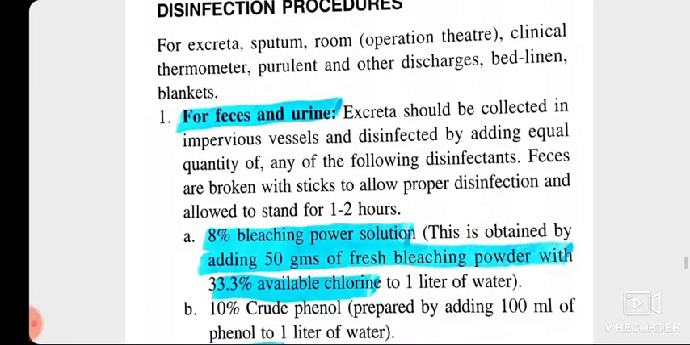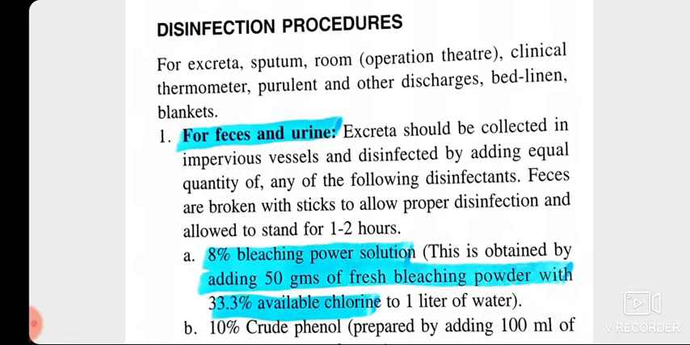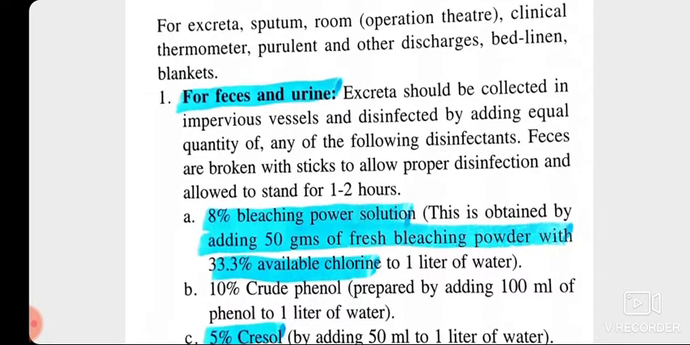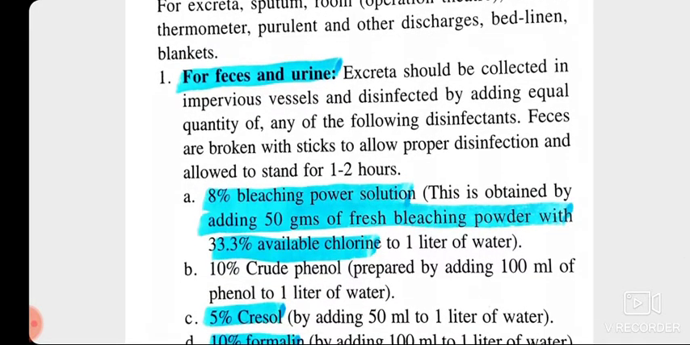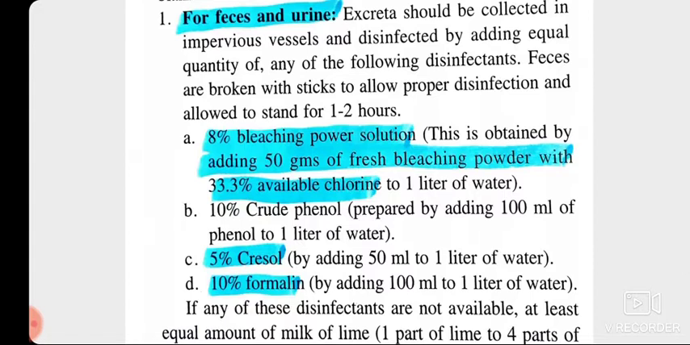Excreta, sputum, operation theater rooms, clinical thermometers, purulent and other discharges, bed linens and blankets should be disinfected. For feces and urine, that disinfection should be done by 8% bleaching powder solution.